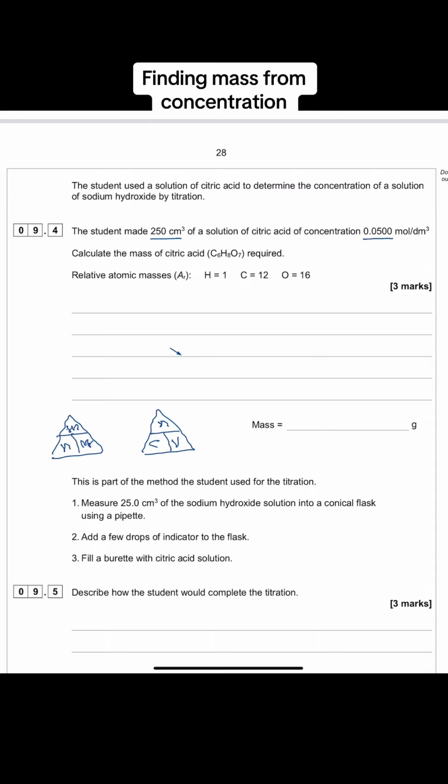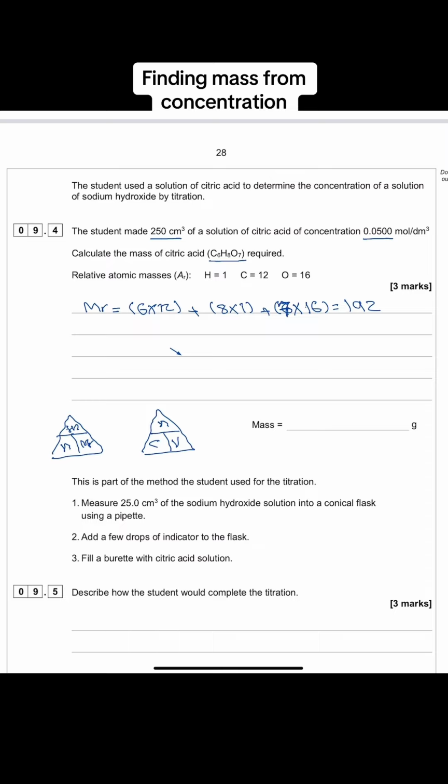First of all, you need to find the MR of the citric acid based on the information you are given in this question. They give you the molecular formula of citric acid and the relative atomic masses of all of the elements. So the MR of citric acid will equal 6 times 12 because there are 6 carbons, plus 8 times 1 for the 8 hydrogen, plus 7 for the oxygen because there are 7 oxygen, times 16. That will give you 192. This is the MR of citric acid.